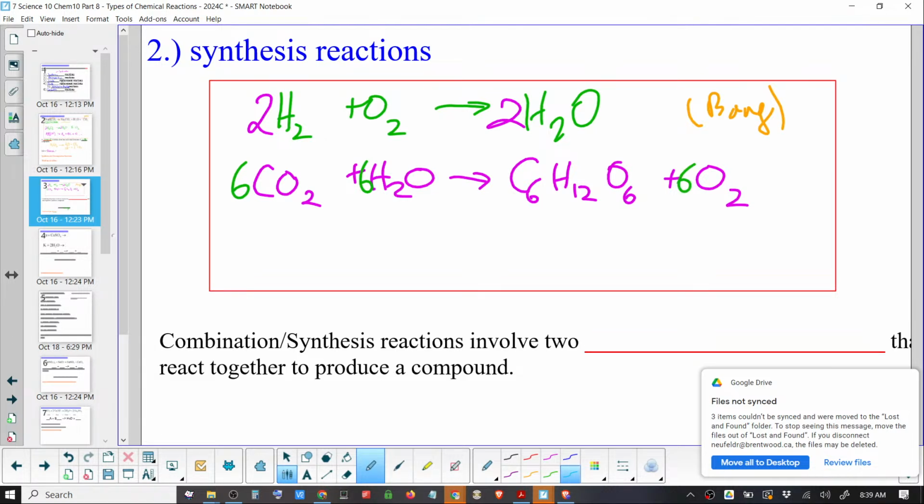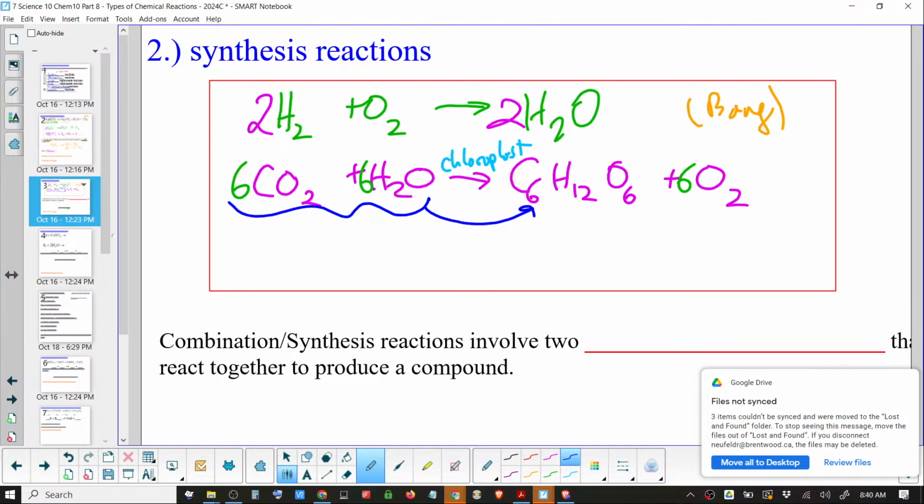What is the organelle in which photosynthesis happens? The mitochondria. That's the opposite. Chloroplast. So you have a bunch of things going to make one thing. That's a synthesis. That's a marriage. That is everything coming together.